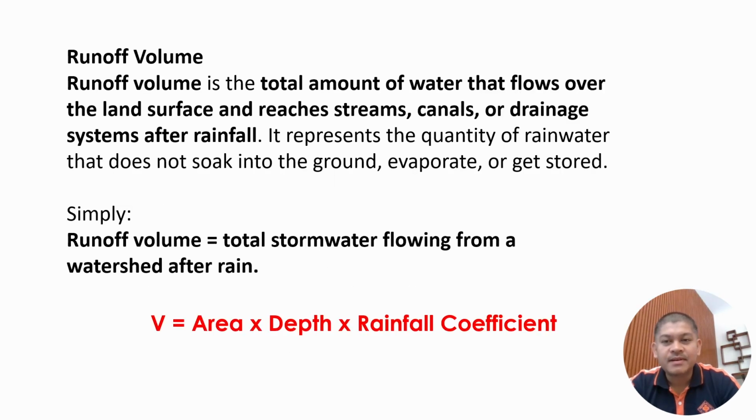Then we also have here runoff volume. So it is the total amount of rainwater flowing over the land after rainfall. So think of filling a pail of water. So the more rain falls, the more water collects and flows away. So some water goes into the soil, but the remaining water becomes runoff. So the formula is runoff volume is equal to the area multiplied by the depth and the rainfall coefficient.